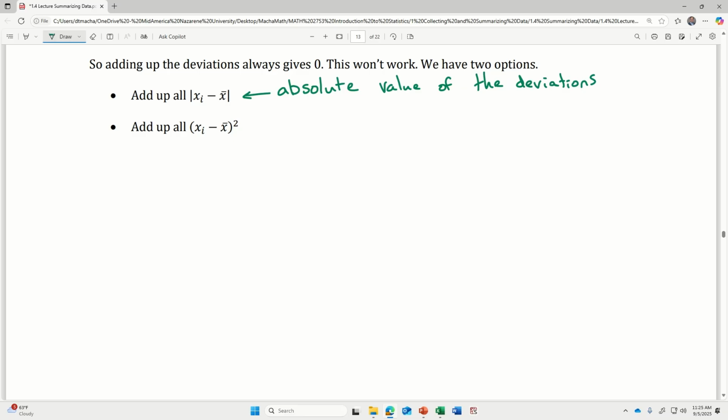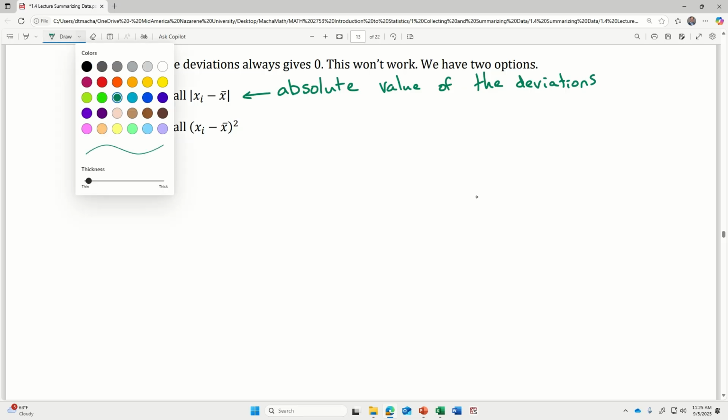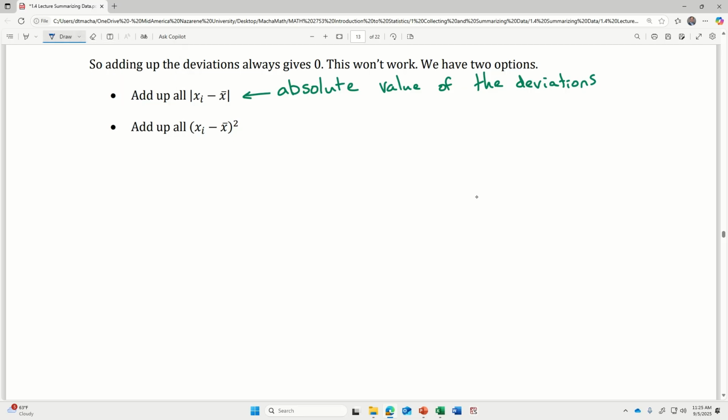Another choice that we have might not seem super intuitive right now. This is, again, one of those things where we just have to wave our hands and say, well, this is an intro class. This is not upper level mathematical statistics. This is intro to statistics. So you're just going to have to take my word for it that instead of adding up the absolute value of the deviations, we're going to do this instead.